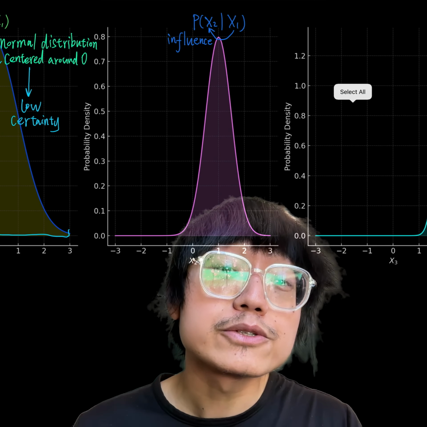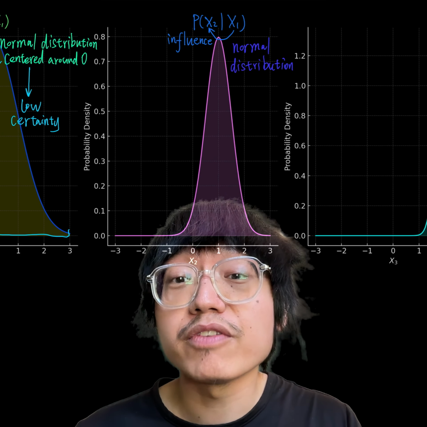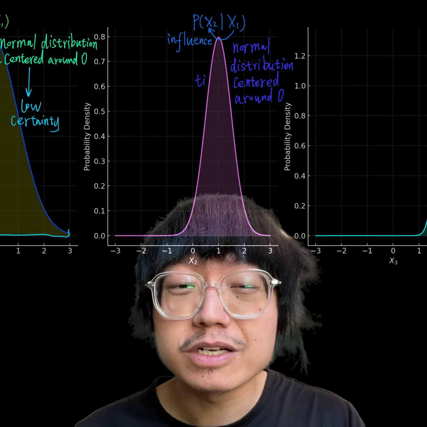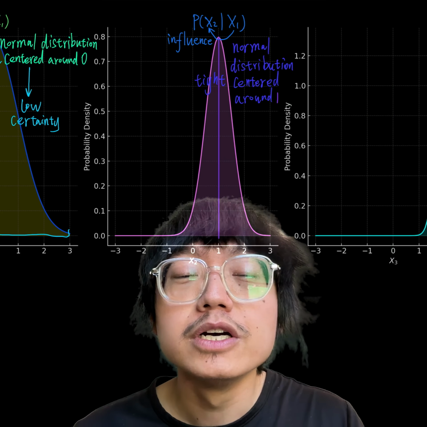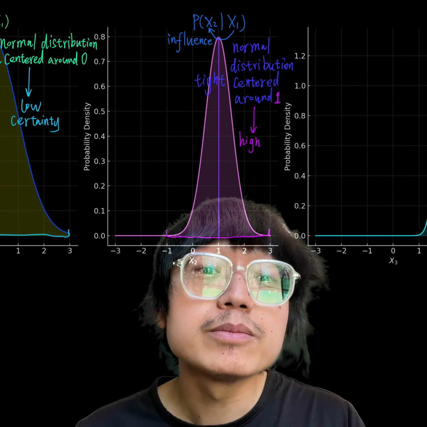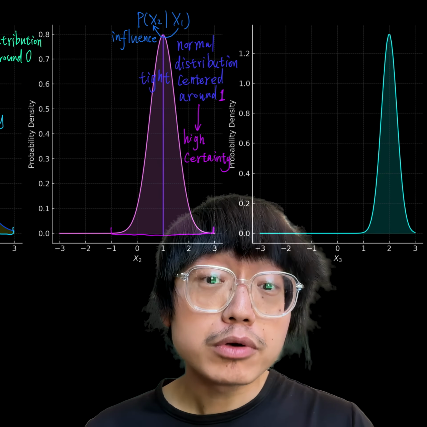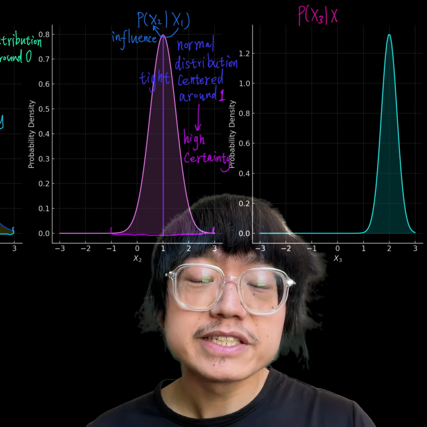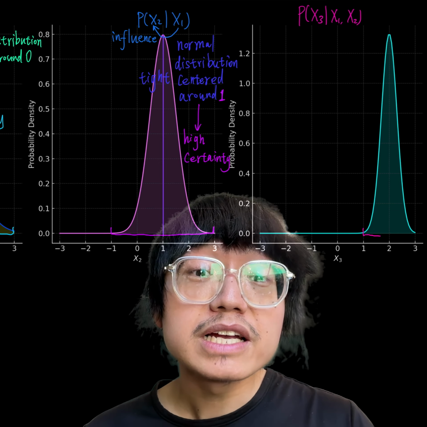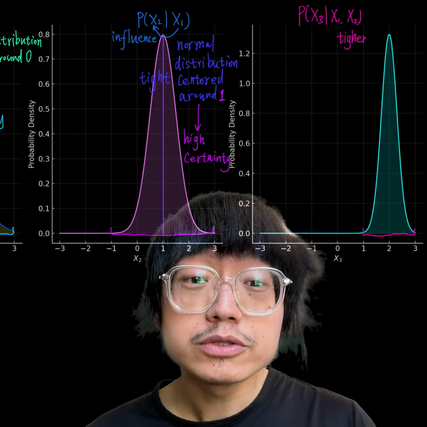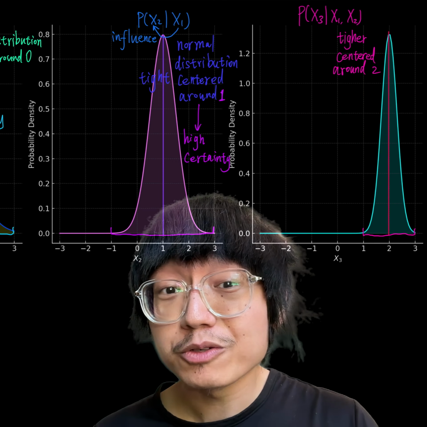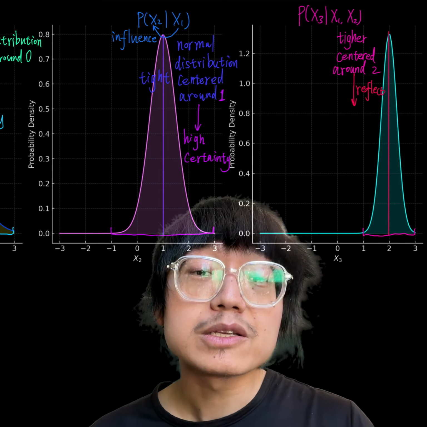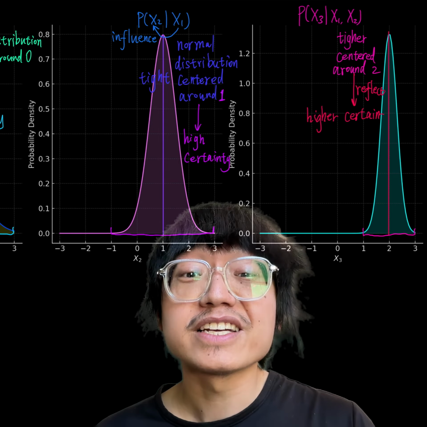Here x2 is normally distributed around a value which is influenced by x1. For simplicity, this is shown as a normal distribution which is centered around 1 given x1. The third plot represents the conditional probability of x3, which is given by both x1 and x2. This distribution is more tightly centered around a value which is influenced by both x1 and x2, reflecting higher certainty when more information is known, right?